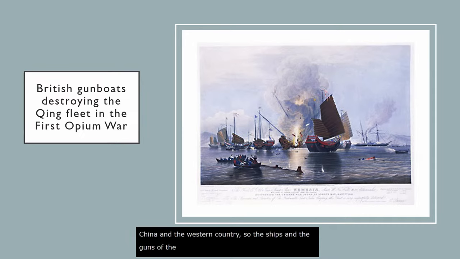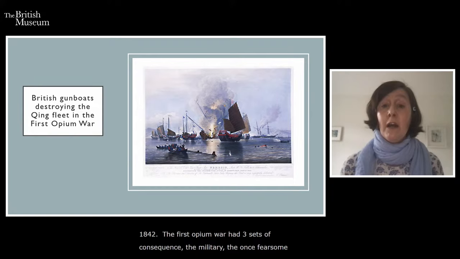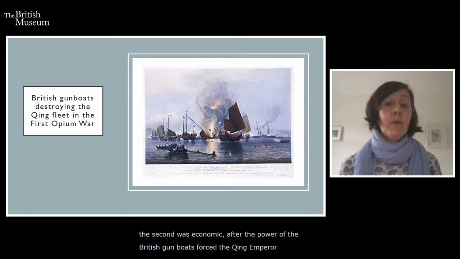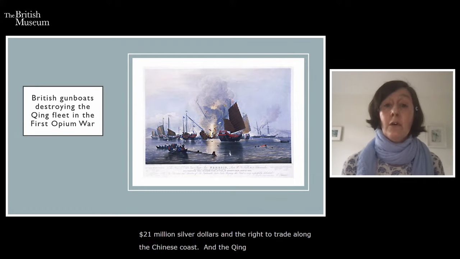Now, the First Opium War had three big sets of consequences. First, military. The once fearsome Qing military had been outgunned by modern British firepower. Second, economic. After the power of British gunboats forced the Qing Emperor Daoguang to negotiate, the British extracted a huge indemnity, 21 million Mexican silver dollars, the island of Hong Kong, and the right to trade at more ports along China's coast. This established the impoverishing principle that the Qing would have to pay vast sums to foreign powers just because they'd lost a war that was not of their choosing.